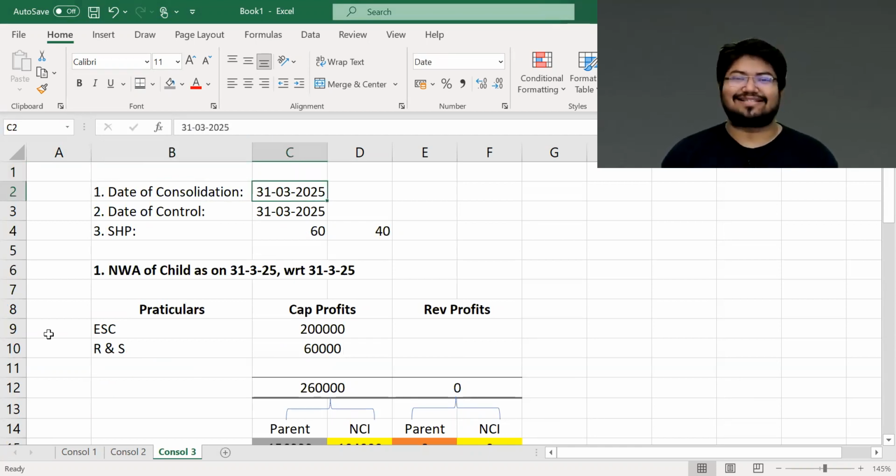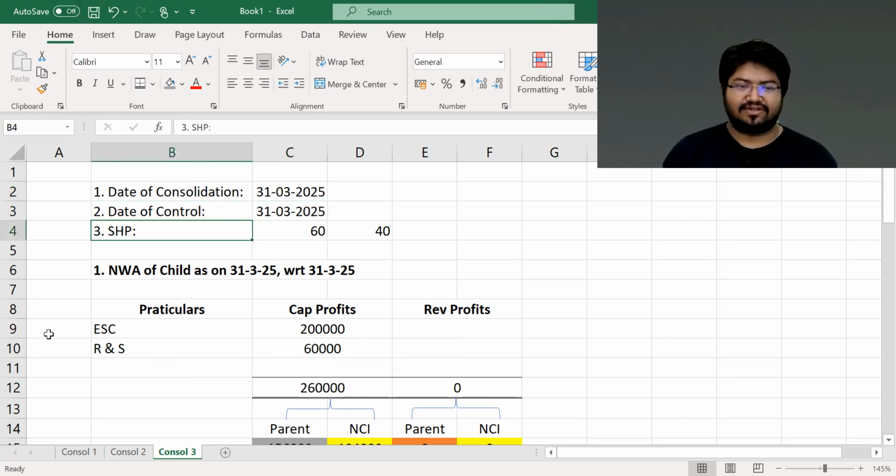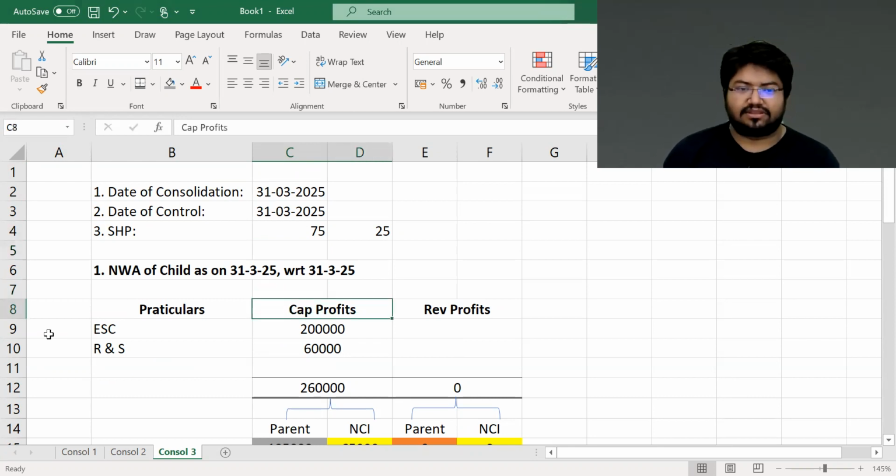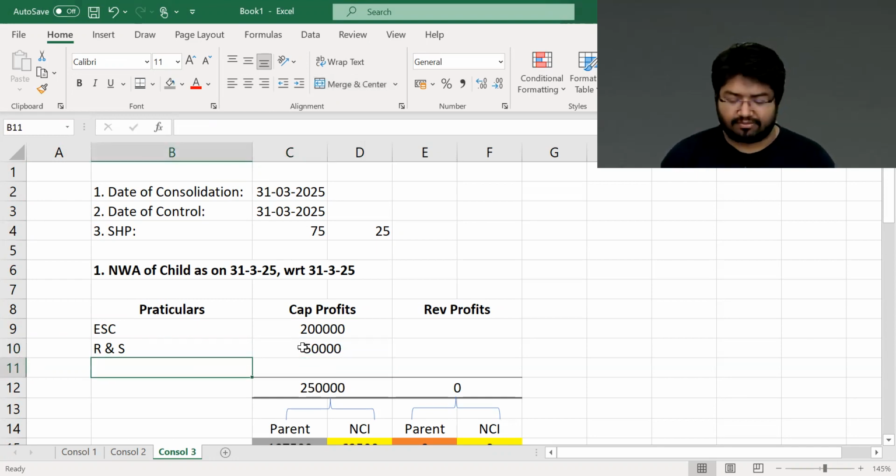So date of consolidation is 31st March 25. Date of control, he has specifically stated it as 31st March 25. Shareholding pattern, he has stated that he has purchased 75%. And non-controlling interest is 25% in such case. And then equity share capital, you have 2 lakhs, if I'm not wrong. And reserves, it is mentioned as 50,000. Everything goes on one side only. Apart from this, you have preliminary expenses, most important.